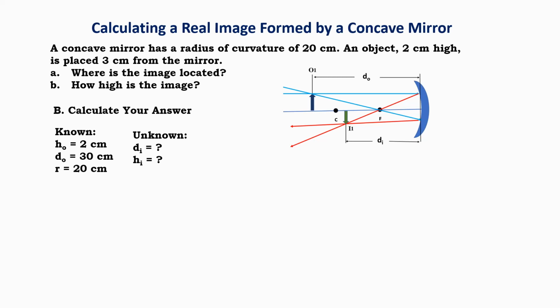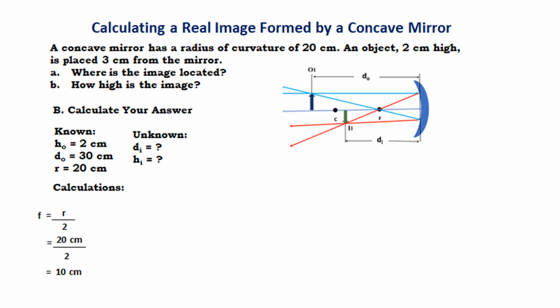What are the known quantities and unknown quantities? The known quantities are h sub O is equal to 2 centimeters, d sub O is equal to 30 centimeters, r is equal to 20 centimeters. The unknown quantities are d sub I and h sub I. Focal length is half the radius of curvature. Use the lens-mirror equation to find the image location. So we have f is equal to r divided by 2. Therefore, the focal length is 10 centimeters.